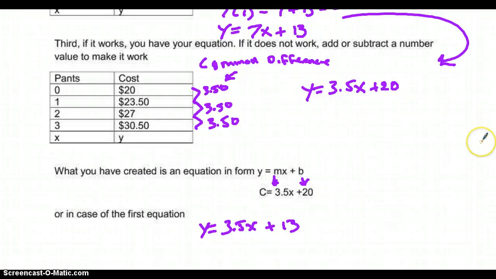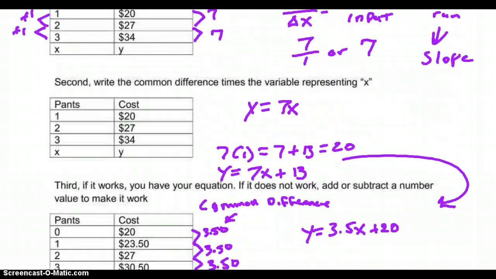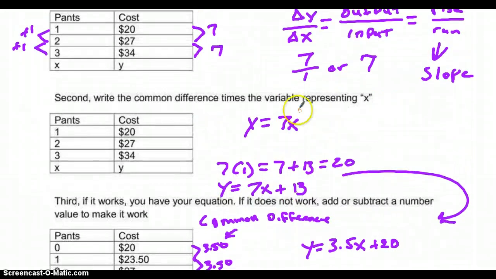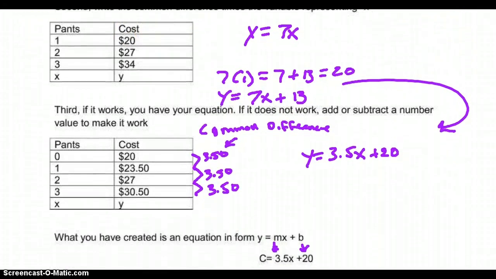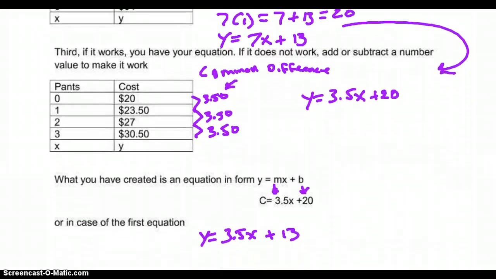So anyway, let's take a look at the second one. The first one, as you can see, if we said 7 times x plus 13 would give you 0, 13. So it would not be proportional as well. But that's not what we're thinking about right now. Now the actual second one. If we look at the cost of pants being $20 with 0 pants, then one pair $23.50, 2 at 27, 3 at $30.50.